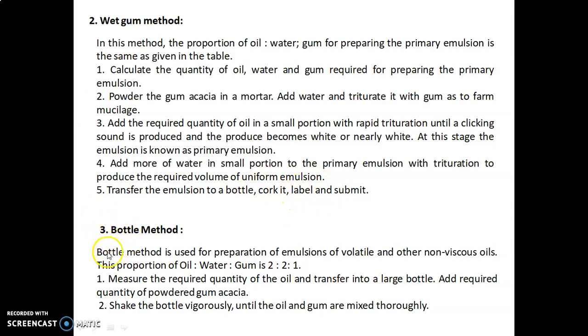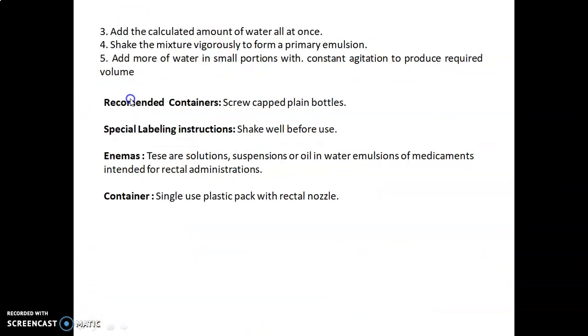Then third one, bottle method. Bottle method is used for the preparation of emulsions of volatile and other non-viscous oils. The proportion of oil to water to gum is 2:2:1. First one, measure the required quantity of the oil and transfer into a large bottle. Add the required quantity of powdered gum acacia. Then second one, shake the bottle vigorously until the oil and gum are mixed thoroughly.